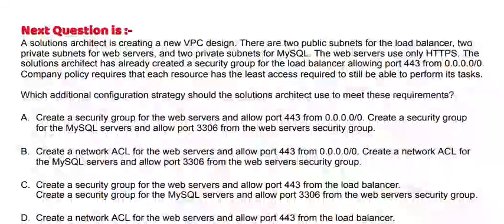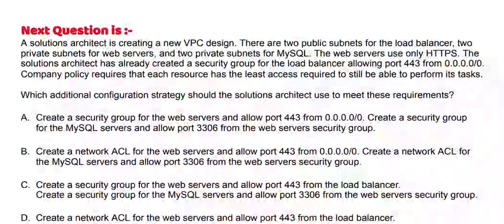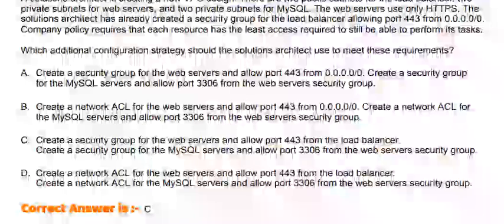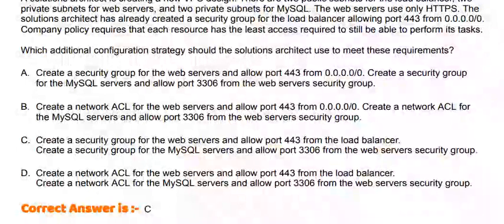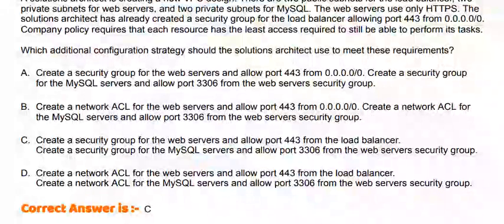Option C. Create a security group for the web servers and allow port 443 from the load balancer. Create a security group for the MySQL servers and allow 3306 from the web server security group. And option D. Create a network ACL for the web servers and allow port 443 from the load balancer. Create a network ACL for the MySQL servers and allow port 3306 from the web server security group. And the correct answer is option C.